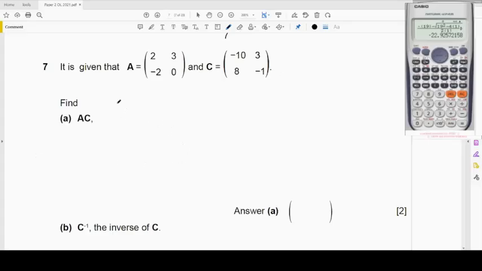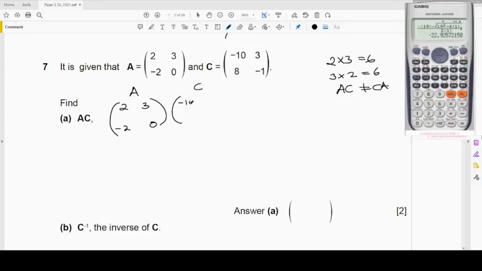So I'm going to write my 2 matrices, A, and very important that the order you write the matrices in makes a big difference. So when we're multiplying numbers, for example, if I have 2 times 3, this is 6. Somebody else would say 3 times 2, the answer is still equal to 6. But with matrices, that is not the case. If I say A times C, this is not always equal to C times A. So when you're asked to work out AC, make sure your first matrix, or the one you write first, is A. So I'll write 2, 3, minus 2, 0. And then I write the matrix C, which is negative 10, 3, 8, and minus 1. So order is very important. The order matters. Okay, so keep that in mind.